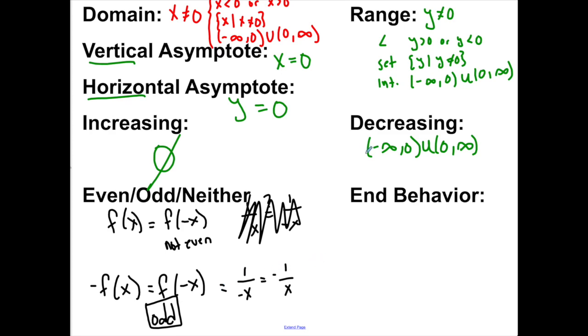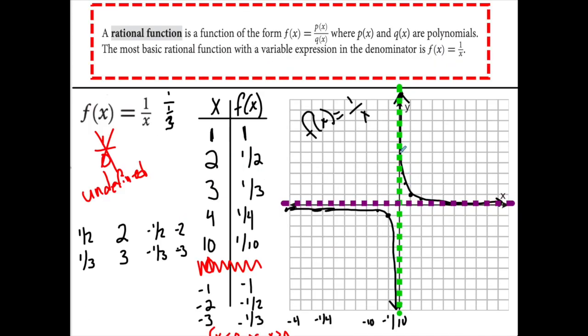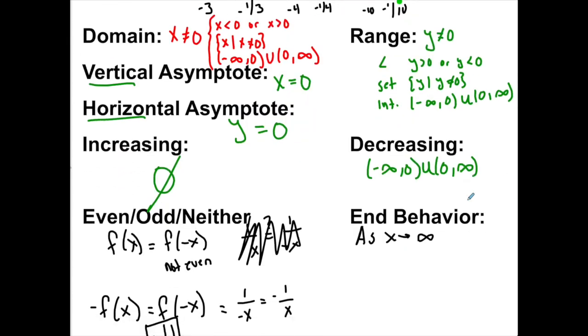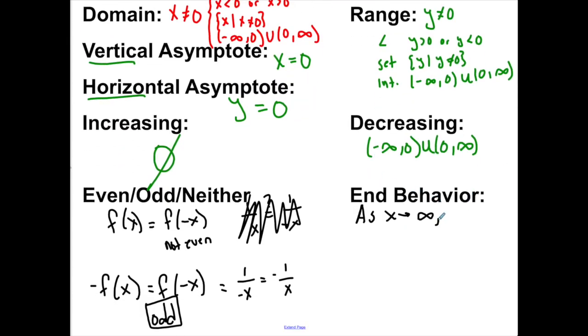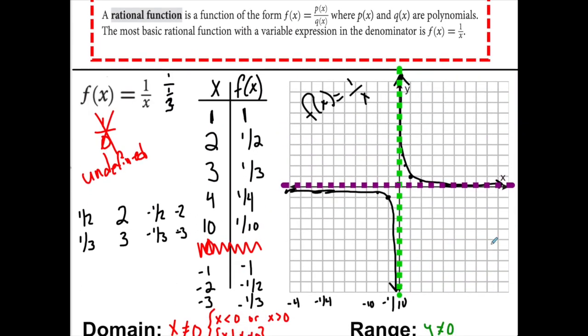Finally, end behavior. So as x goes to infinity, what's happening? As x gets to infinity, f of x is getting closer and closer, but not equal, to 0. And as x goes to negative infinity, f of x is also getting closer and closer to 0. Now, it is true that it approaches 0 on the negative side and on the positive side, and we are going to have to think about it.